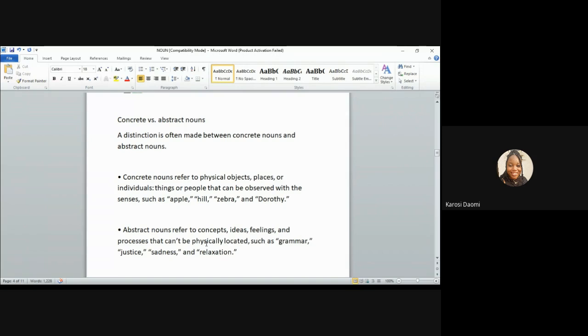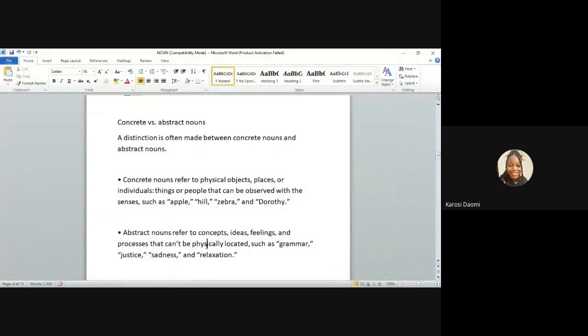So abstract nouns refer to concepts, ideas, feelings, and processes that cannot be physically located or connected with. Then concrete nouns, on the other hand, refer to physical objects, places, individuals, things, or people that can be observed with the senses.